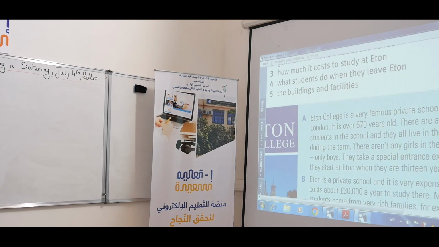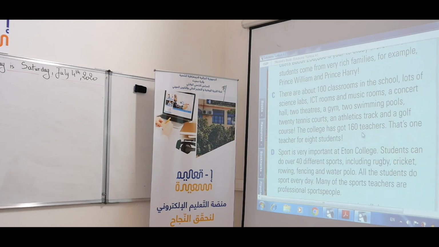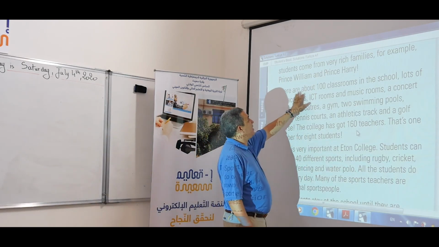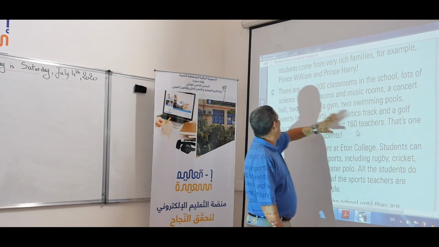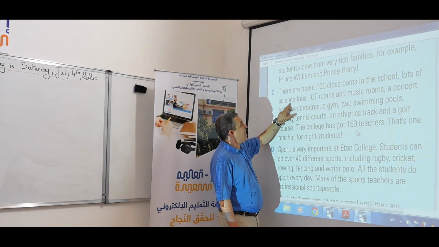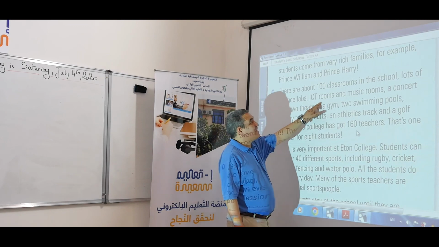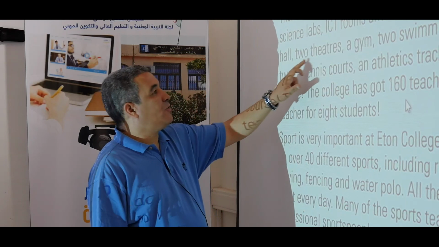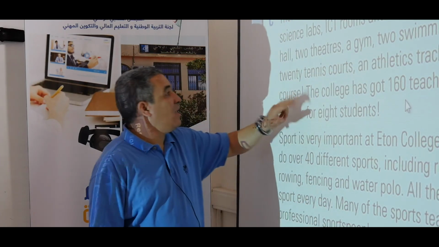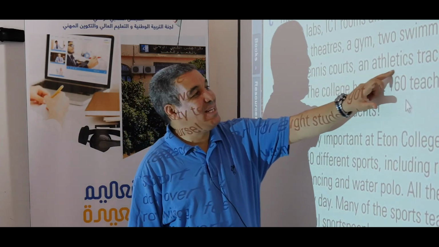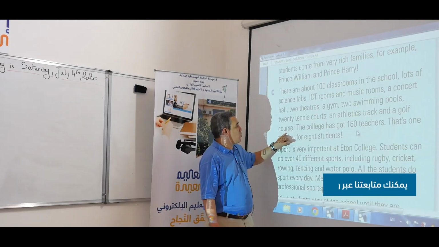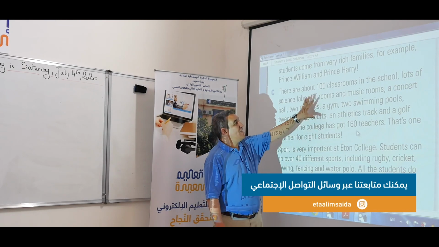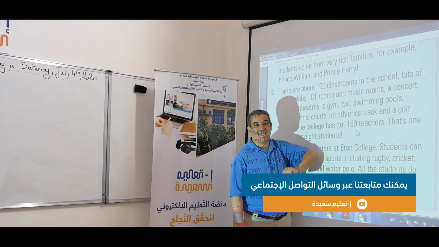So, the buildings and facilities of Eton College. There are about 100 classrooms in the school, lots of science laboratories, ICT rooms, and music rooms, a concert hall, 2 theaters, a gym, 2 swimming pools, 20 tennis courts, athletics tracks, and a golf course. The college has got 160 teachers. That's 1 teacher for 8. So this paragraph deals with facilities and buildings.